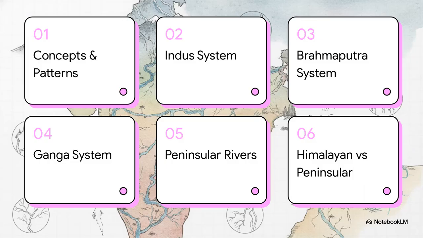All right, here's our roadmap for today. We'll be covering 1. Drainage concepts and patterns, 2. The Indus River System, 3. The Brahmaputra River System, 4. The Ganga River System, 5. The Peninsular Rivers, and finally, 6. Himalayan versus Peninsular Rivers. Let's get to it.